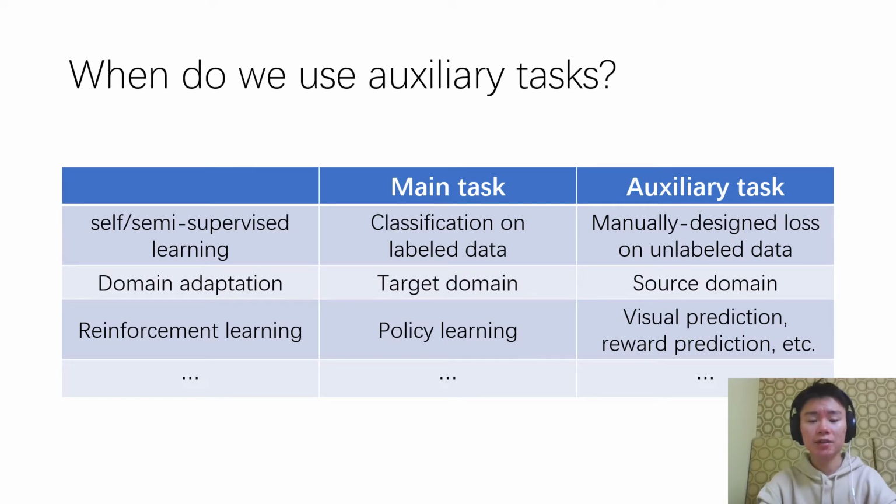Actually, this setting is quite general because lots of specific settings can fall into this category. For example, in semi-supervised learning, we don't have much labeled data, so we design all kinds of supervision on those unlabeled data. Or in domain adaptation, we have plenty of data in some source domain and we want to generalize to some target domain. Also, in reinforcement learning, the pure policy learning is actually sample inefficient, so we need some auxiliary tasks to help it converge faster. So all these problems can benefit from algorithms in the auxiliary task setting.